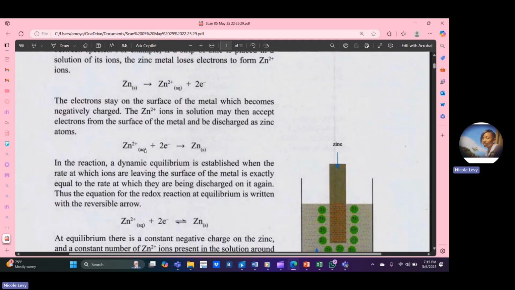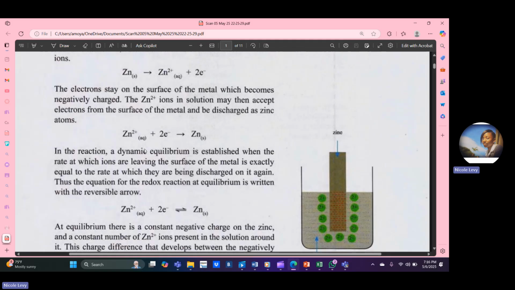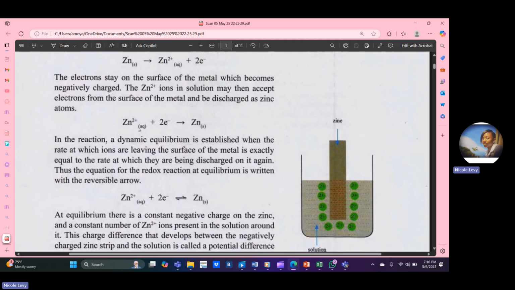The first thing that you need to remember is that the zinc metal is going to lose electrons to form zinc ions and electrons, right? Then these electrons are going to stay around the metal, causing it to develop a negative potential. Now, the zinc ions in the solution are going to accept electrons present around the zinc to reform zinc atoms. That's what the equation here is showing. The zinc ions are gaining electrons to form the zinc metal.